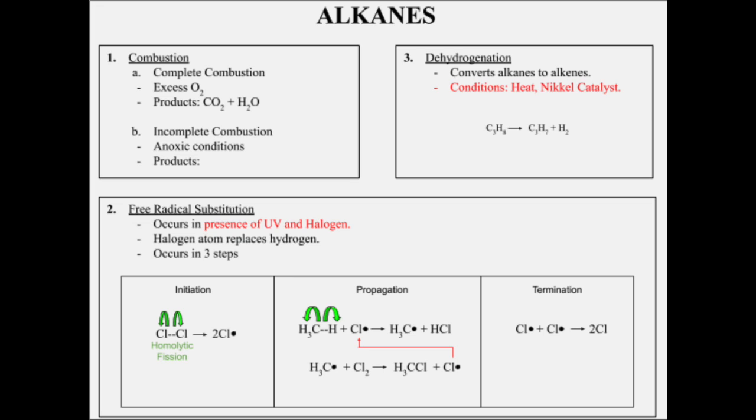Free radical substitution occurs in the presence of ultraviolet light and a halogen. In this process, a halogen atom replaces the hydrogen. It occurs in three steps: initiation, propagation, and termination. Finally, dehydrogenation. Under dehydrogenation, alkanes are converted to alkenes. The conditions required for this reaction are heat and a nickel catalyst.